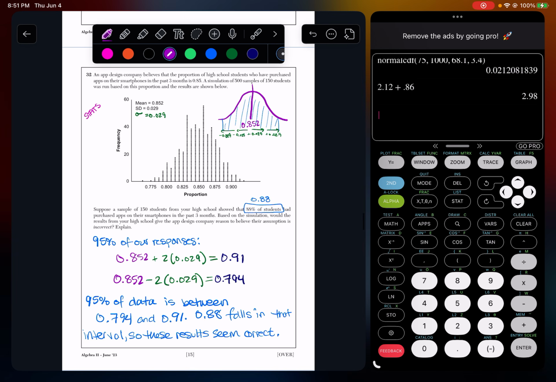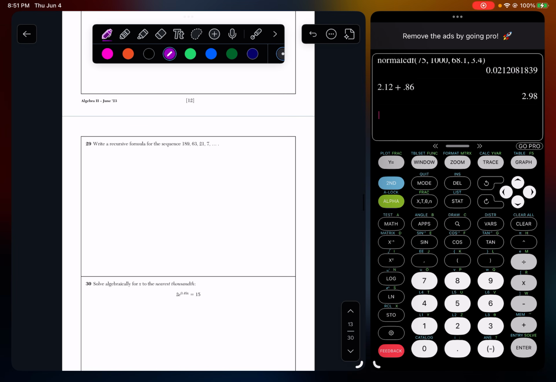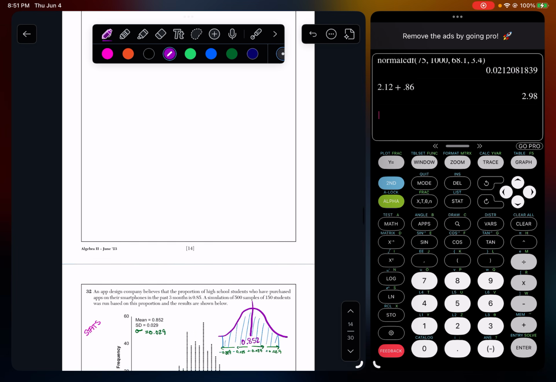And you can see on this test, this was a 4-point question. So you can get, oh no, I lied. That was a 2-point question.